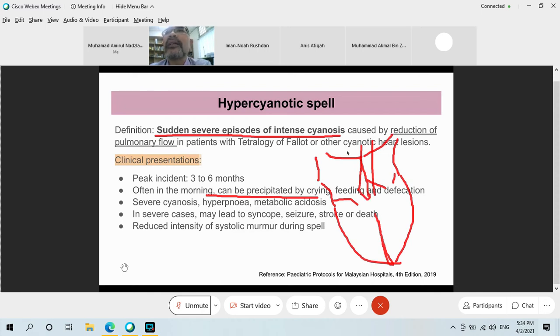And the other is the pulmonary artery. The pulmonary artery has infundibulum stenosis here. So when there is spasm here, what happens? Blood cannot go to the lung.